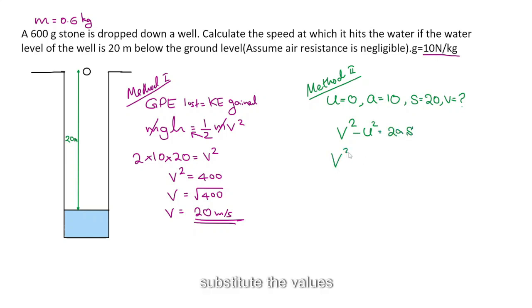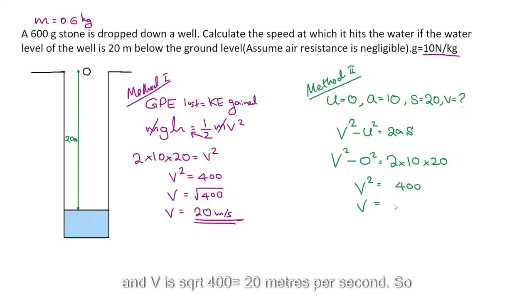Now, substitute the values. v squared take away 0 squared, which is still 0, is equal to 2 times 10 times 20. Obviously, v squared is 400 and v is the square root of 400, 20 meters per second.